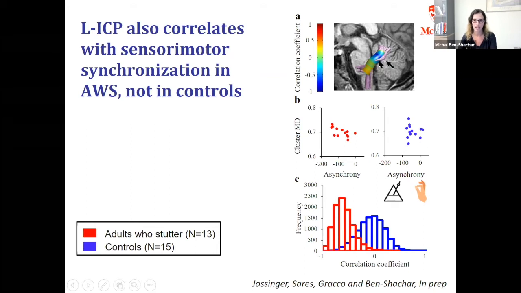And indeed, the level to which you are asynchronous with the auditory beat is associated with properties of the left ICP. Again, same pathway. This association was only found in the group of adults who stutter. It was not found in the control group.